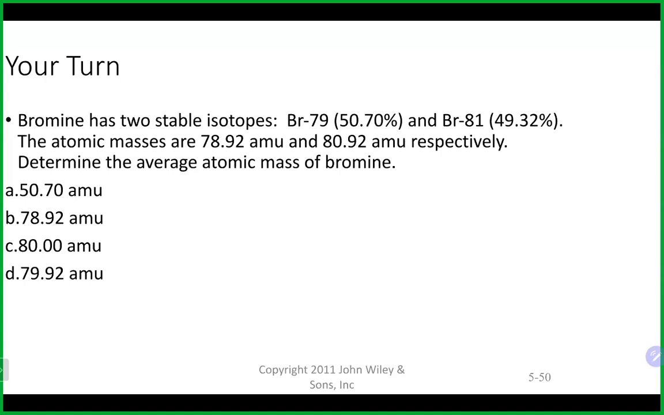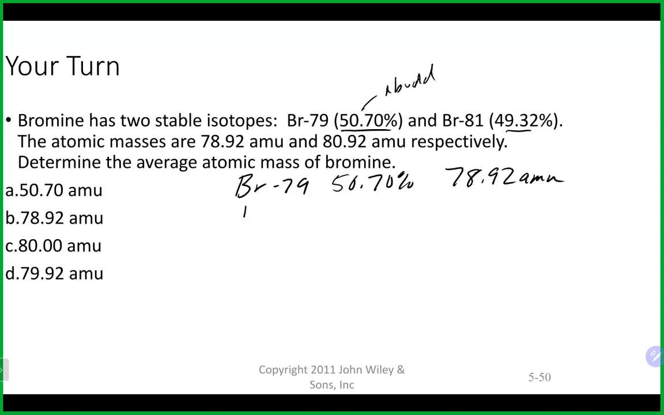Okay, let's take a look. So again, we have two different isotopes given to us. We do have our percentages, or relative abundance, here. If we take a look at our percentages and add them together, we are in that 100% range, so we're definitely not missing anything. So we have bromine-79. It occurs about 50.70% of the time and has a mass of 78.92 AMU. We have bromine-81, which would be its mass number, right? And that occurs about 49.32% of the time and has an atomic mass of about 80.92 AMU.